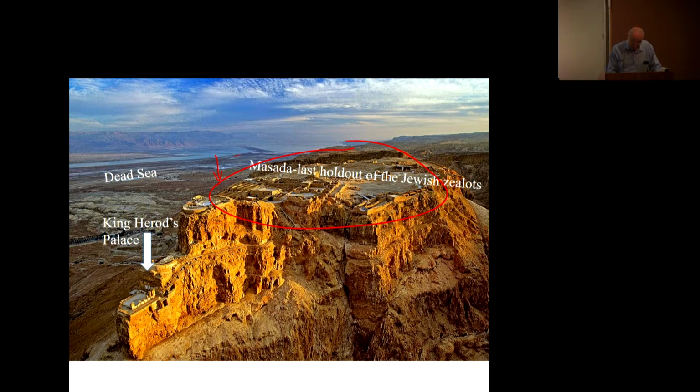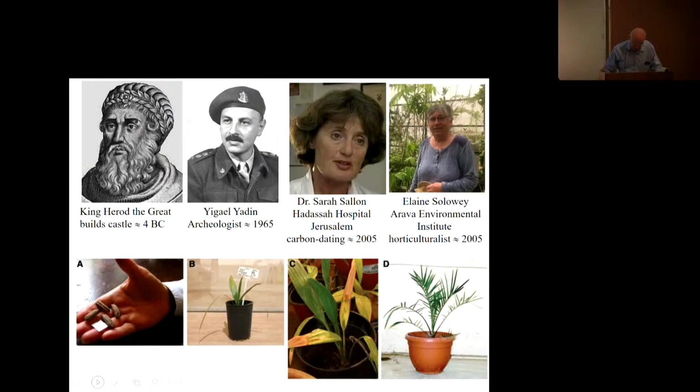And so he built a palace. It's not exactly a palace, it's more of a fortress. He built it up here, and he left it there, and it had been abandoned for thousands of years. So this is King Herod. This is the story: King Herod builds his fortress up there, never uses it. It gets sort of abandoned.